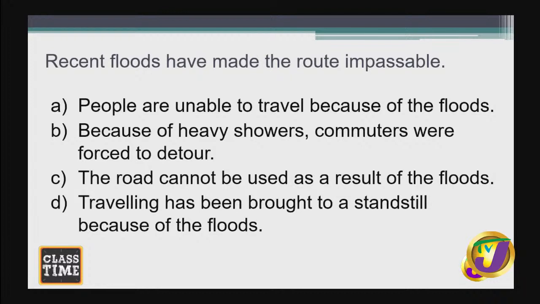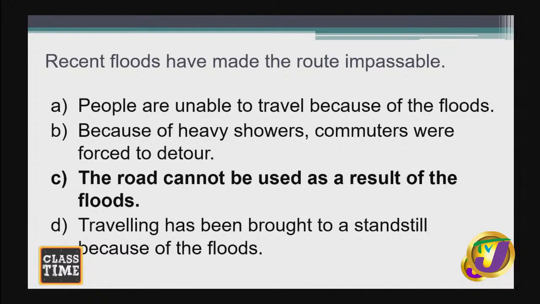C is our answer. The road cannot be used as a result of the floods. Same thing as the recent floods have made the route impassable. You can't use the road, it is impassable. And we have the floods being blamed, and we know that that is the sentence there.